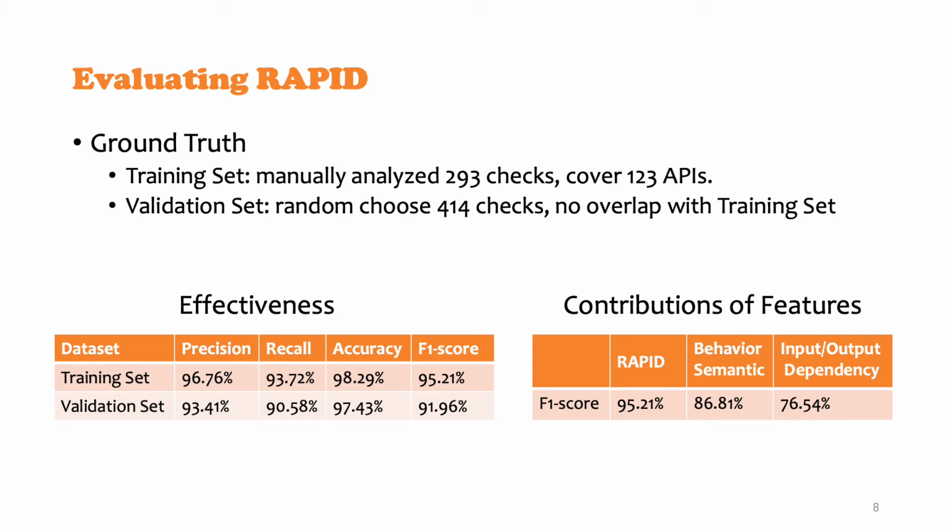Before starting the large-scale research, we first evaluate the effectiveness of our tool. First, we manually analyze 293 checks to build our training set, which covers 123 different APIs. And then we randomly choose 414 checks for validation. These checks have no overlap with the training set. As we can see, our tool achieves quite good performance on both data sets. Besides, we also evaluate the contribution of the two different feature sets. We find it is necessary to include both feature sets.